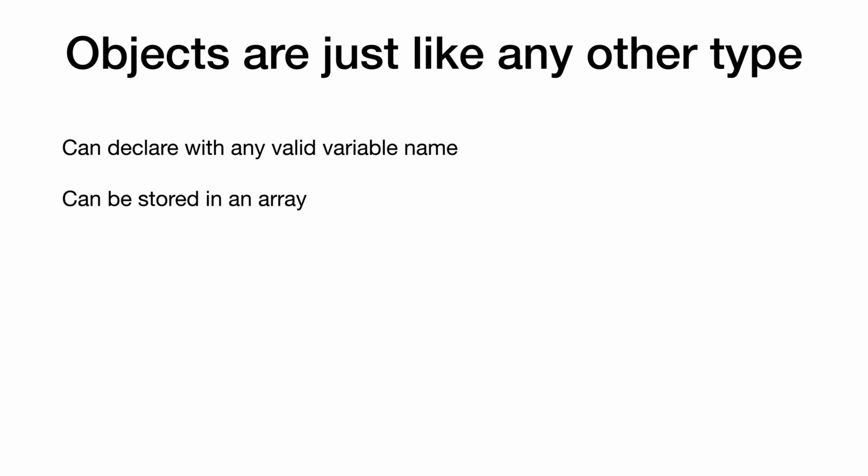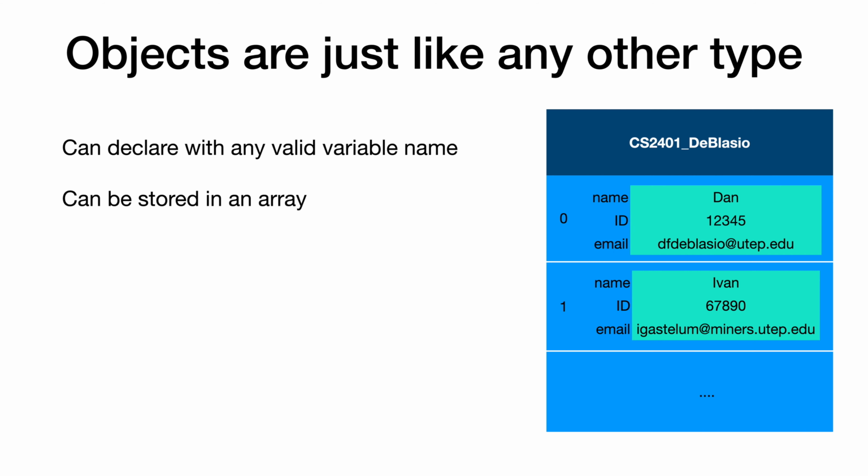And objects are just like any other type, right? We can declare objects with any valid variable name. We can do whatever we need to do, but one of the cool things is we can store them in an array. So, for instance, say I wanted to have an array of student objects, right? And instead of having a separate variable s1 for this guy and a separate variable s2 for this guy, I now have an array, and I can keep them nice and neat, just like we do with all arrays, right?